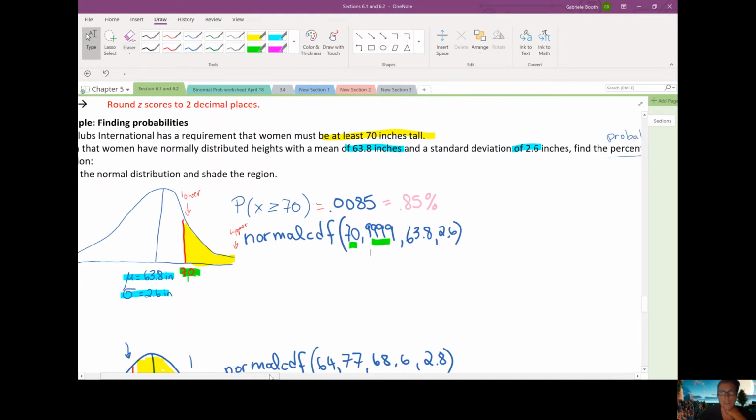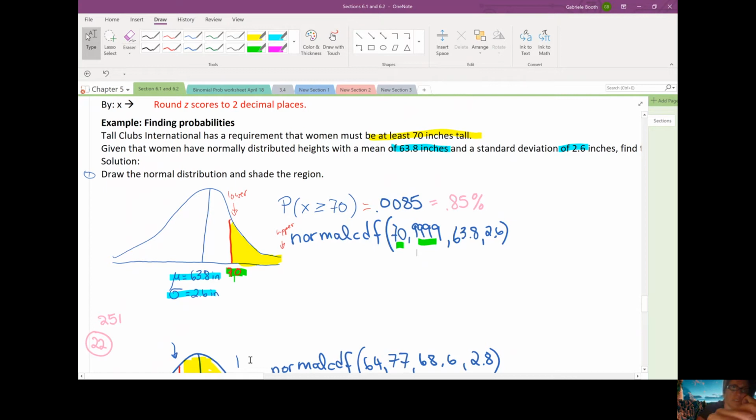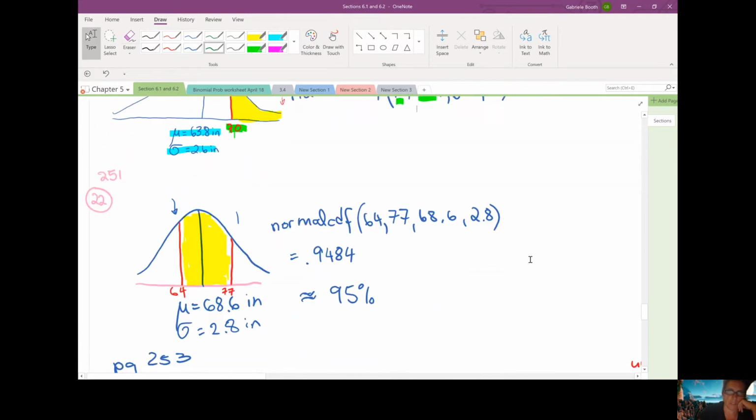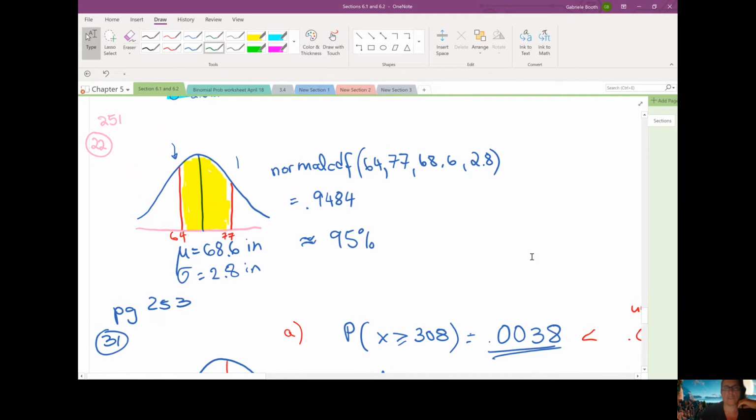Now the book is asking about the percentage. If you have that kind of problem where you're being asked percentage, you have to now multiply the answer by 100, and that's 0.85%. So here's another problem. I think they're out of the book. We're looking for heights between these two values, 64, 77. This time the mean is 68.6 with a standard deviation of 2.8.